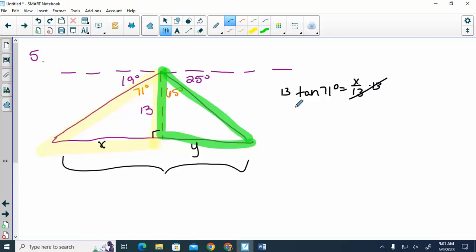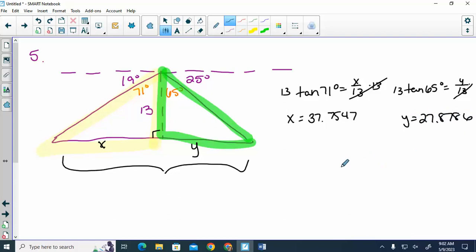Multiply over 13. 13 tangent of 71 is 37.7547. Then we do the same thing to get y. So we can say the tangent of 65 equals the opposite y over the adjacent 13. Multiply over the 13. We get y to be 27.8786. So then for the final answer, we add those together.